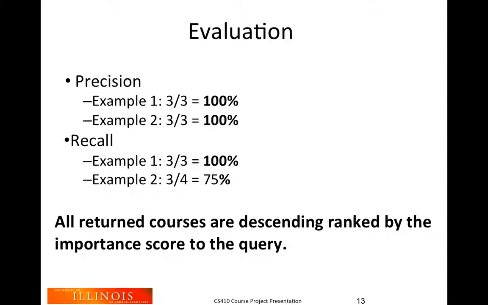However, for the second query, which is parallel programming, there are in total 4 related courses. However, our system only returned 3 because the default number of results our system returns is 3. So that's unfortunately a 75% recall. Also, all the returned courses are ranked in descending order by the importance score to the query.